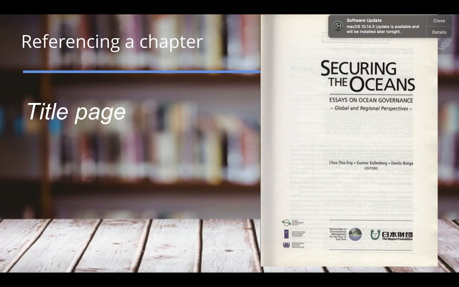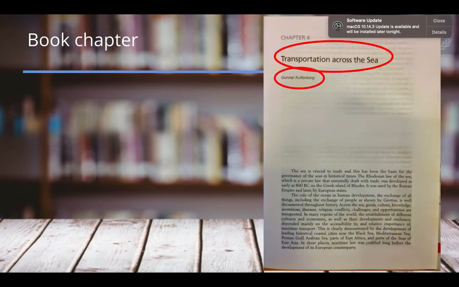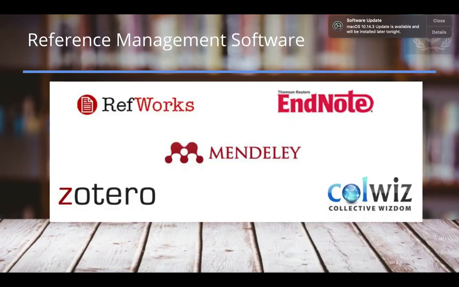As you can see, it tells you the title of the book, the names of the editors, as well as the names of the publishing company. We still require the place and year of publication. If you do not see those on the title page, flip over the title page. This is known as the verso. Don't forget to record the title and the author or authors of the chapter itself, as well as the chapter's range of page numbers.